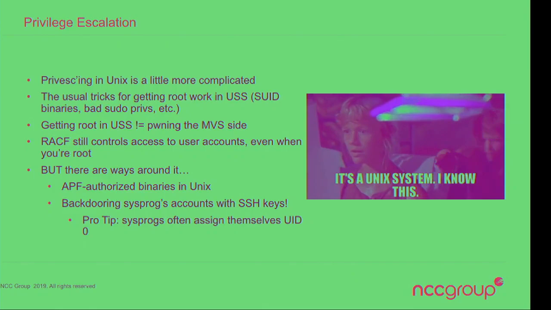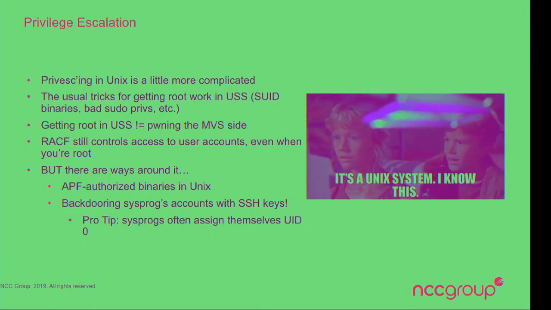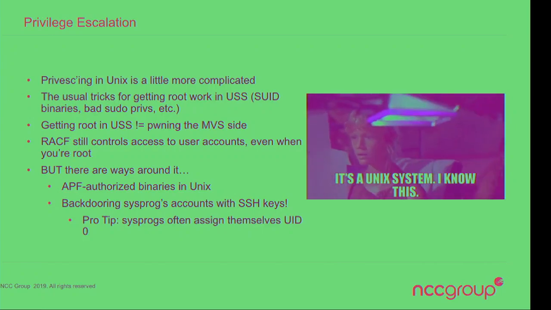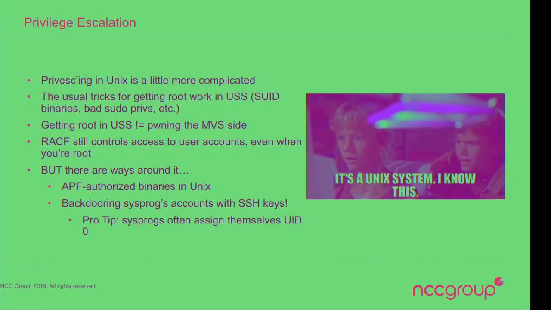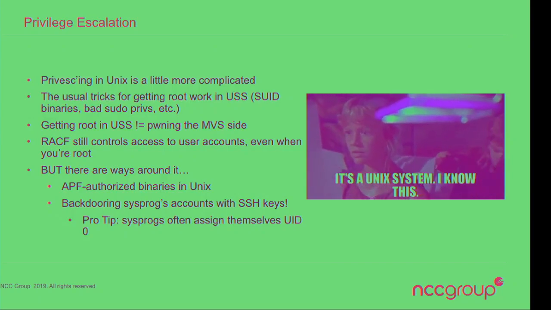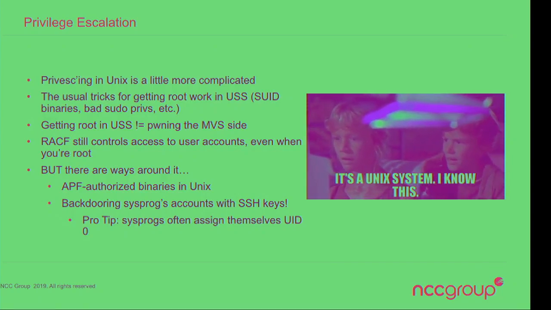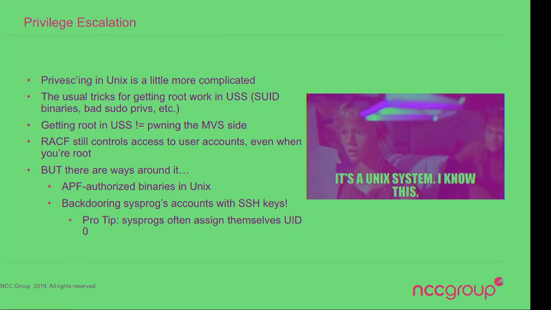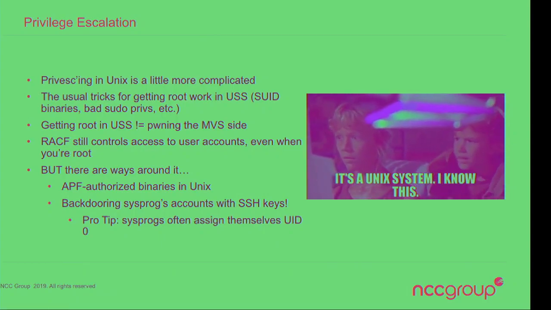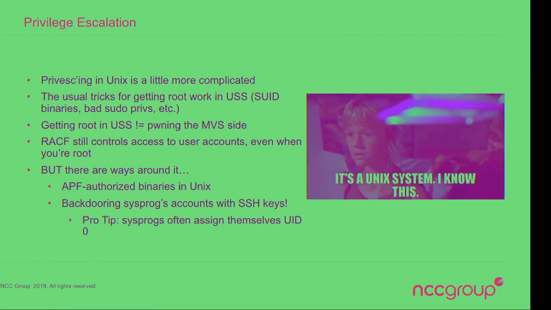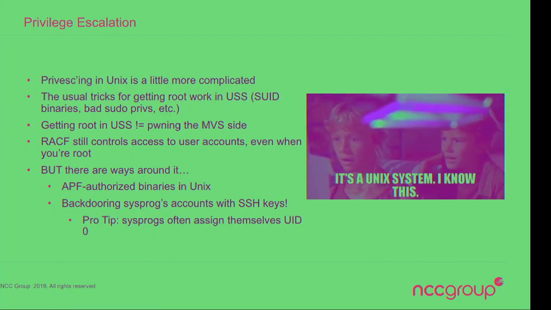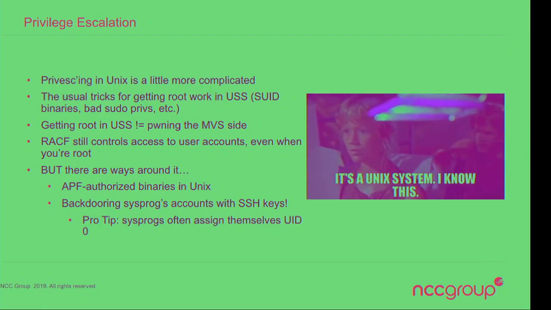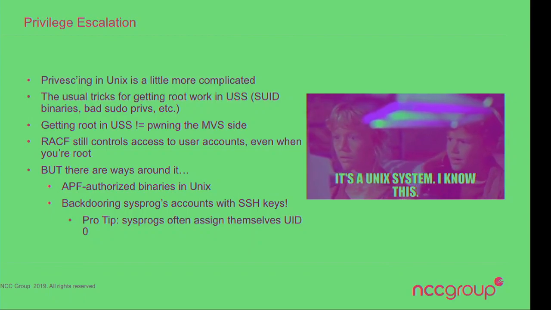The one I won't show you is there are actually also APF authorized binaries in Unix. Chad Rickensrud, another big mainframe researcher, is doing some work on that. I've been bugging him about when he's going to publish his stuff, because the APF stuff is very well documented on the MVS side, but not on the Unix side. So he has some tricks for how to abuse APF binaries on Unix in order to give yourself total ownage on the mainframe. But watch that space; it'll be coming someday soon. But what I'm going to show you actually is backdooring the sysprox account with SSH keys.